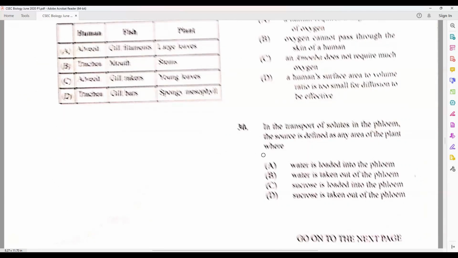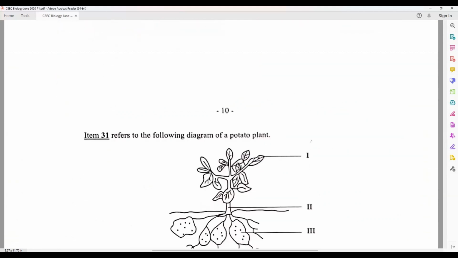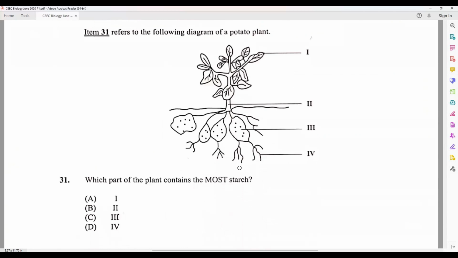Let's try this one. In the transport of solutes in the phloem, the source is defined as an area of the plant where sucrose is taken up to the phloem or loaded into the phloem, which is C. Let's continue with 31, where it's more readable.